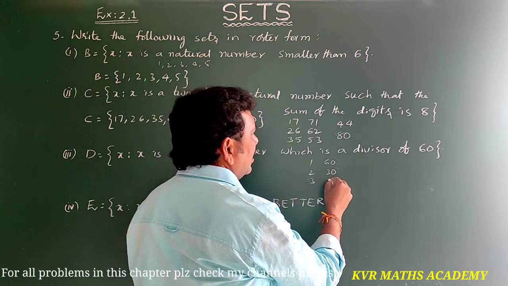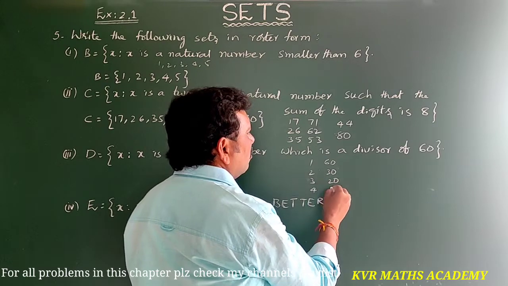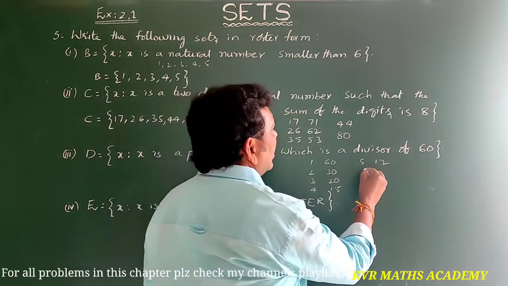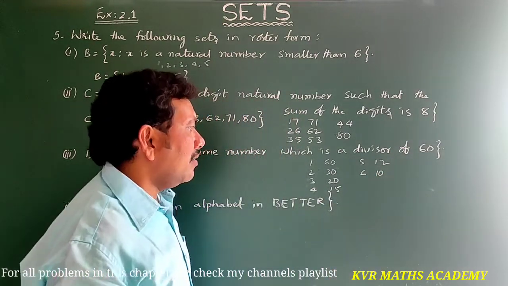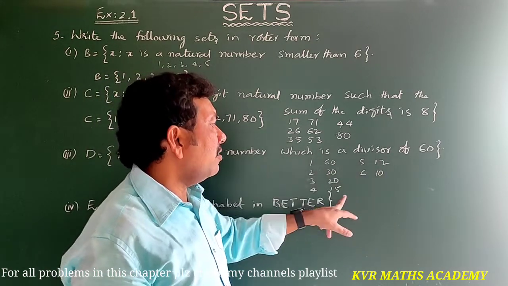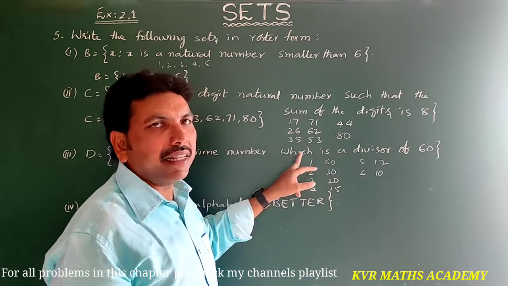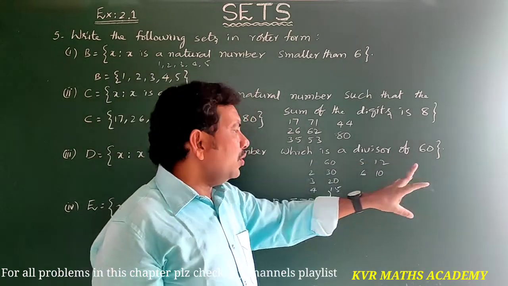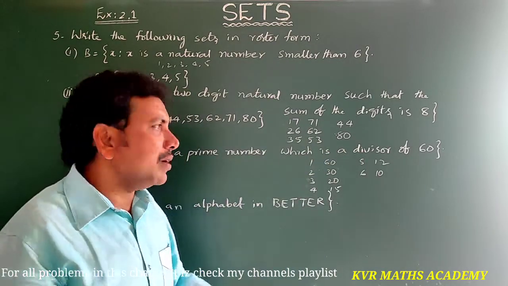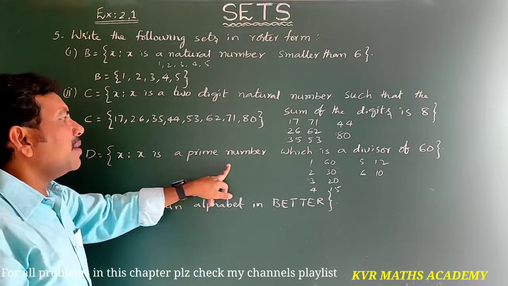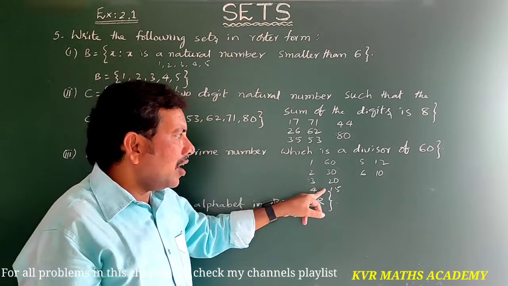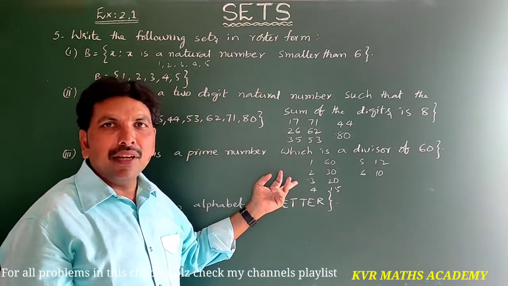Next 3 20 is 60. Next 4 15s are 60. Next 5 12 is 60. 6 10s are 60. Not cancelled, 7 and all the remaining are not divisors. So 1, 2, 3, 4, 5, 6, 10, 12, 15, 20, 30, 60. These are the divisors of 60, right? So in these divisors we should take prime numbers only. Why? Because x is a prime number which is a divisor of 60, as given clearly. So that's why in all these divisors we should take prime numbers only.